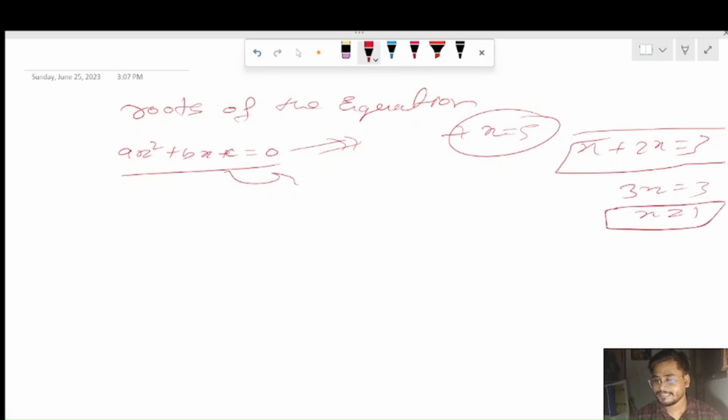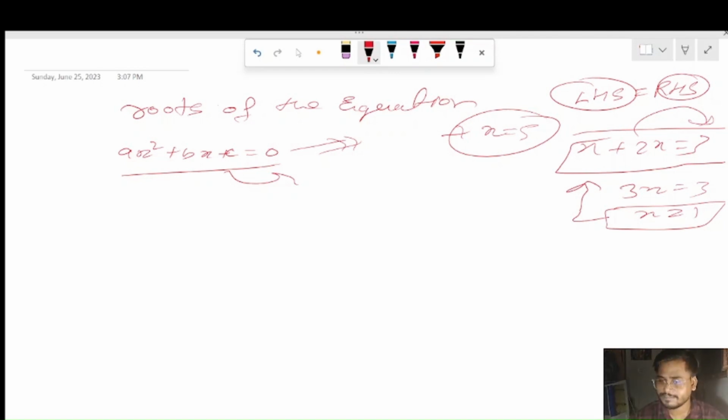It means when we put 1 in this equation, it will satisfy both sides. The left hand side will be equal to the right hand side. When we put the value of x in the equation and it satisfies, then we call it a root of the equation. Let's suppose we have a quadratic equation. How many roots will we have for the quadratic equation? That will be 2.